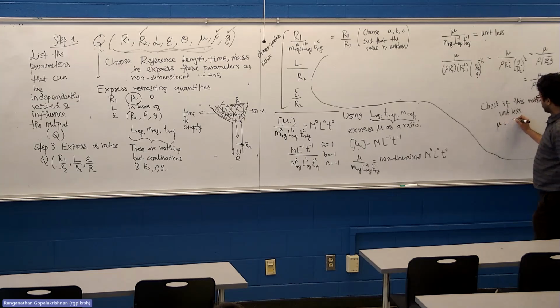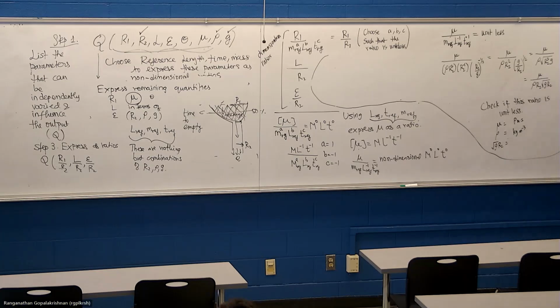Viscosity has units of Pascal second. Density has units of kilograms per meter cube. And square root of GR2, what is the unit of this quantity? It is famously equal to velocity when we did the Bernoulli equation. So this quantity has unit of meter per second, and R2 has units of meters.